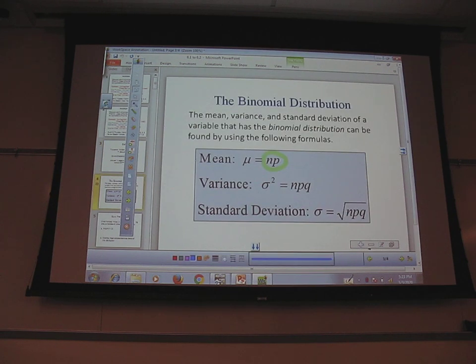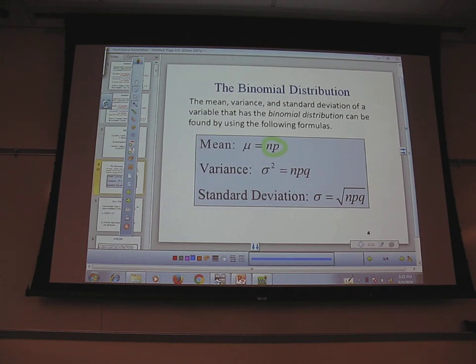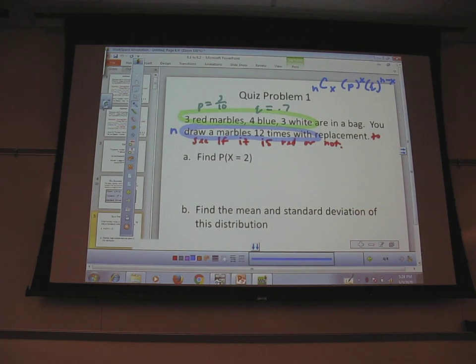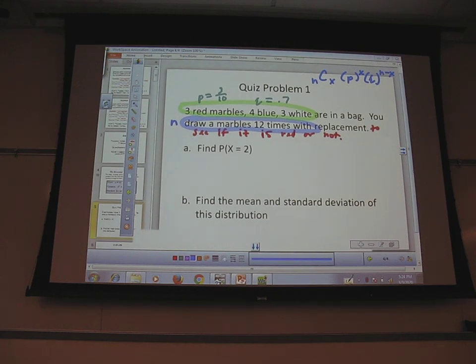And then the binomial distribution is really good. It depends just on n and p. And the mean and variance are really easy to find. Mean is np, variance is npq, and standard deviation is the square root of npq. So that leads us to this part here. So, what did you guys get?